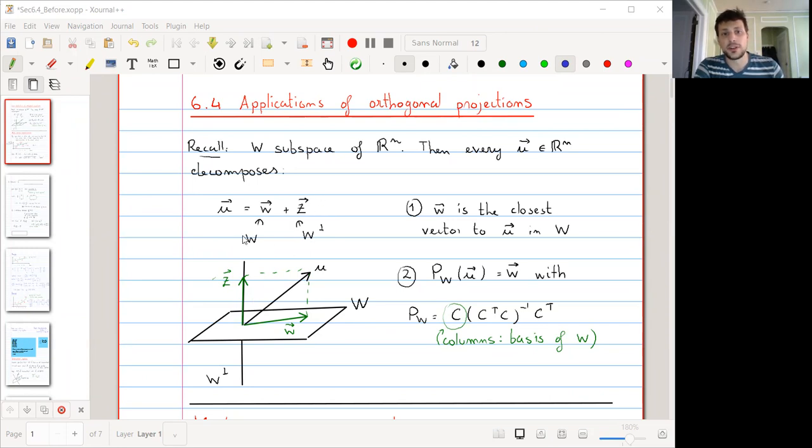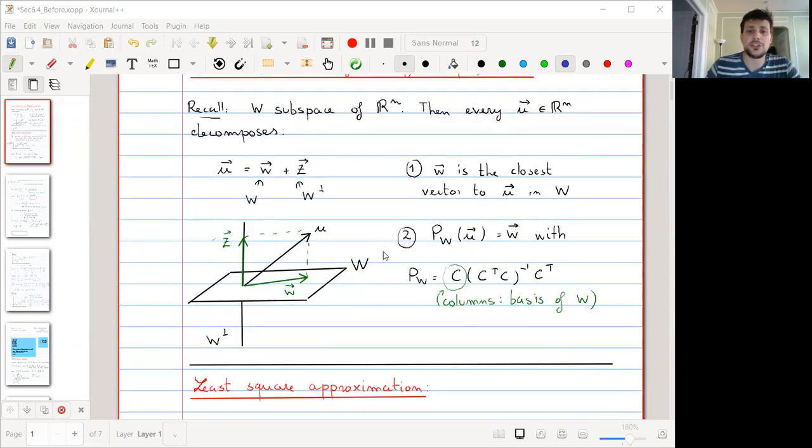The properties of this decomposition, called the orthogonal decomposition or the orthogonal projection, is that w is the closest vector in the space capital W to U, and that there is a projection associated to a matrix called the projection matrix that associates to every vector U the corresponding vector w. This matrix is given, we computed it last time, with the following expression, C times C transpose C inverse C transpose, where C is a matrix whose columns are a basis for the space W.